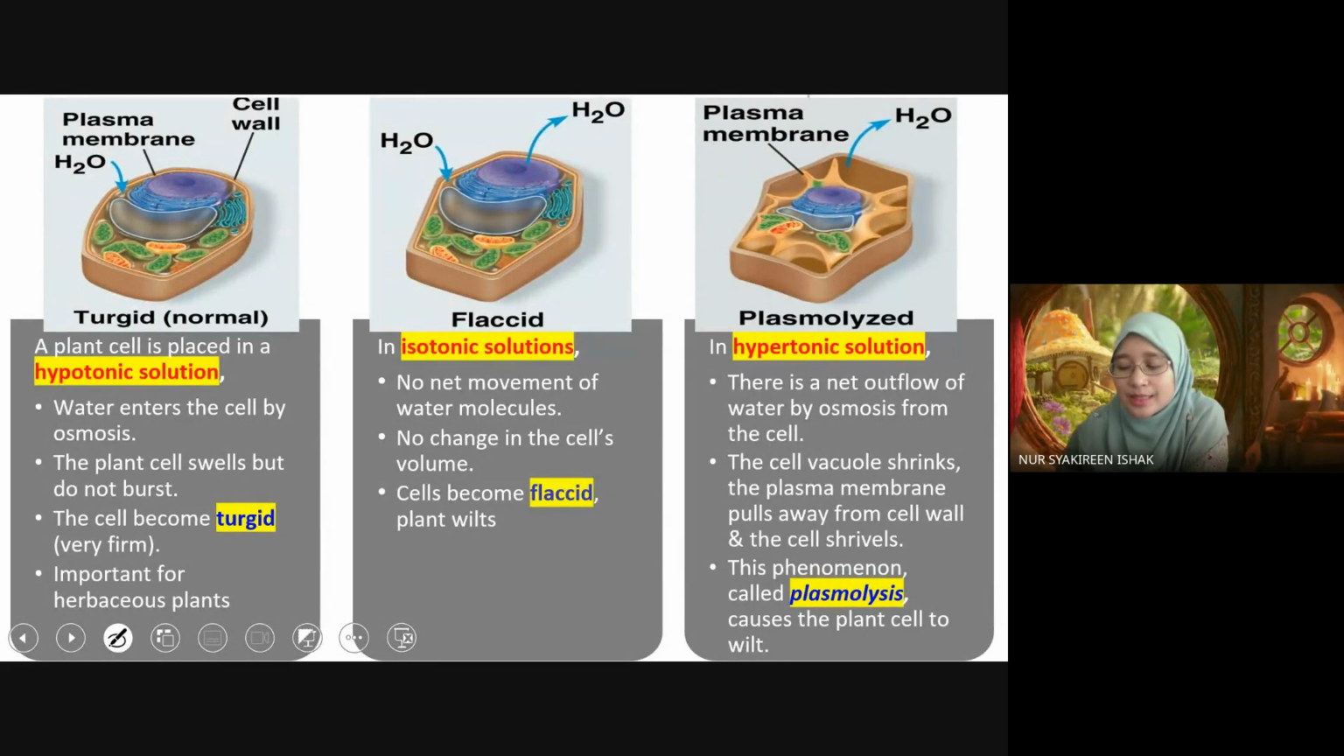Okay, so next, this one, if you immerse plant cell in three different types of solution. So the first one, if you immerse plant in hypotonic solution, it causes the plant cell to be turgid, but the plant cell will not burst because it has a cell wall. So water enters the cell by osmosis. When you're describing the process, you must mention the word osmosis. Water enters the cell by osmosis.